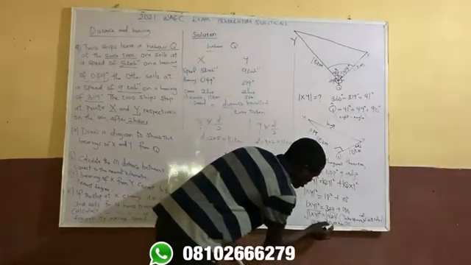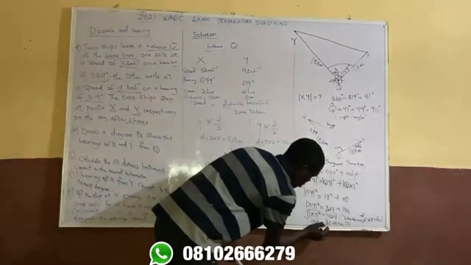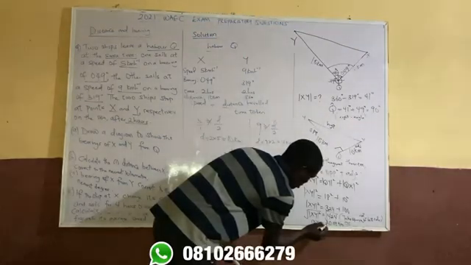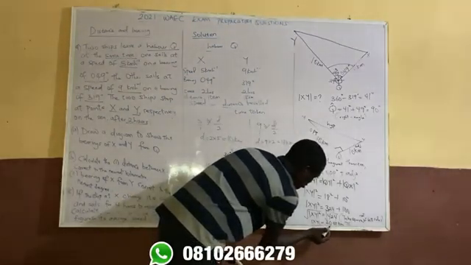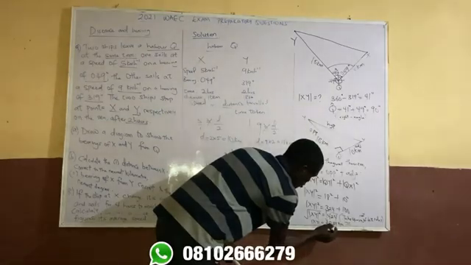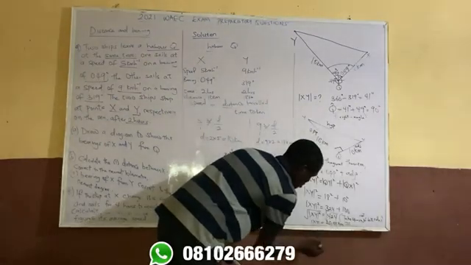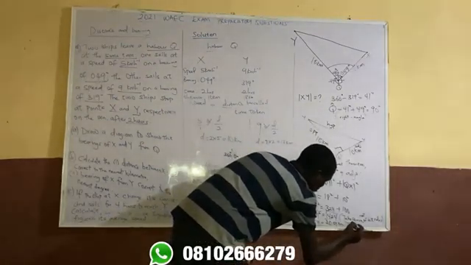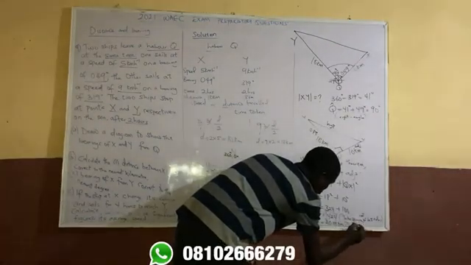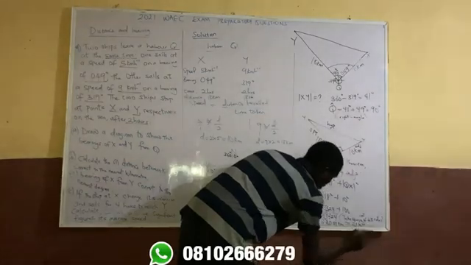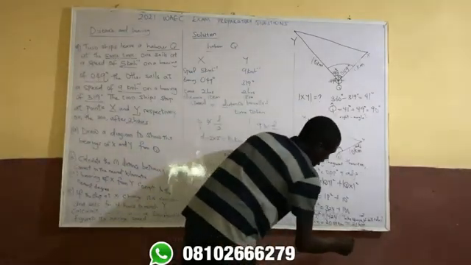This is 20.59. Please can you see? I hope you see what I'm writing here. So this is 20.59. 20.59 to the nearest whole number. I will approximate this 5 to this place, making it 21 kilometers.